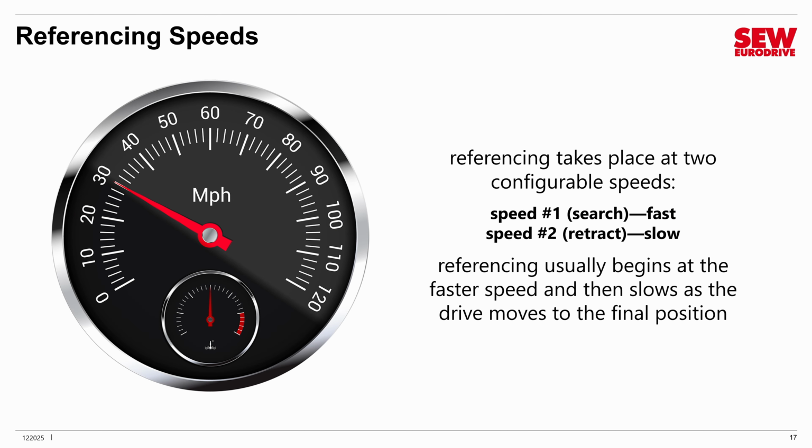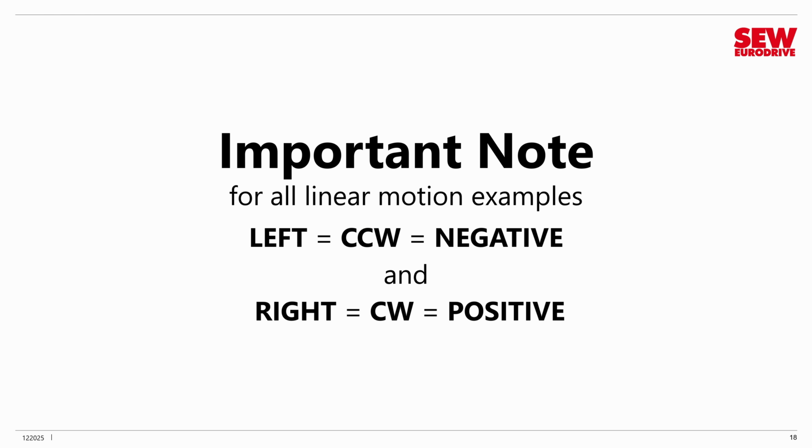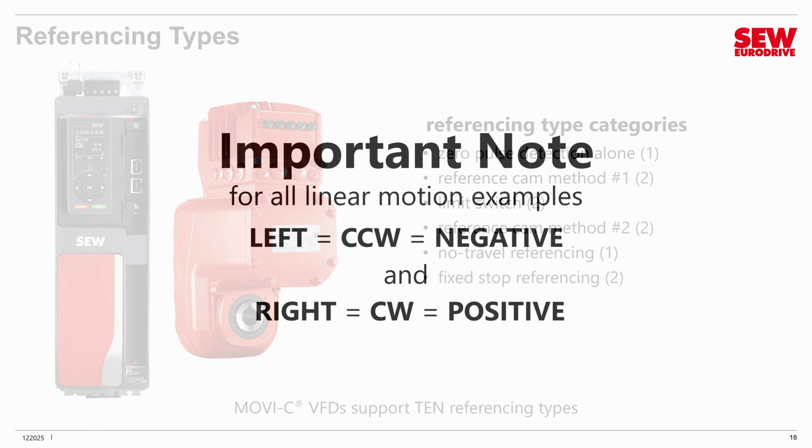MOVI-C VFDs have two configurable speeds for referencing. We call them search and retract. Search is usually faster, retract is usually slow for precision. We'll be looking at those when we do our lab. And an important note, for all the examples I'm going to show you, consider left, counterclockwise, and negative to mean the same direction, and right, clockwise, and positive to mean the same direction.